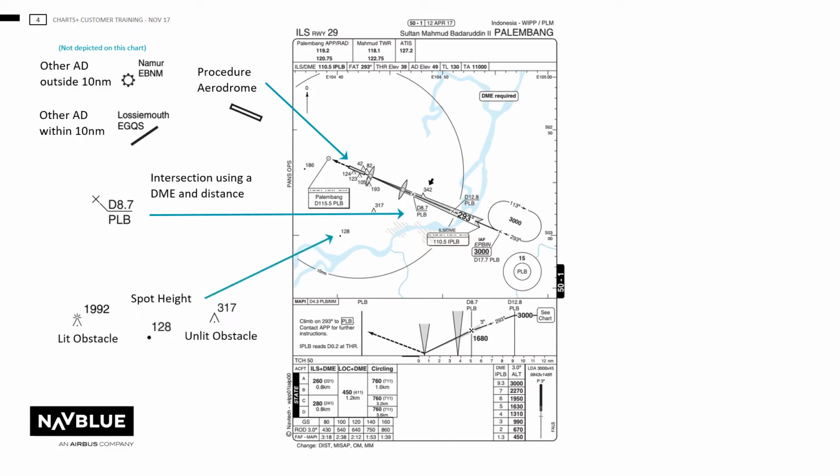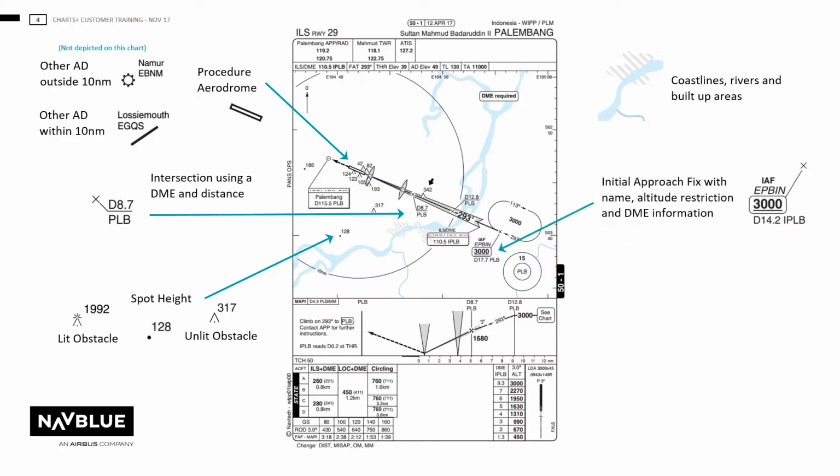Obstacle or spot heights according to the AIP, provided they are higher than the elevation of the lowest usable runway threshold. Coastline, rivers and built-up areas are to be shown in the ZAT location. Intersection or reporting points with name, altitude and DME distance. Note, no coordinates will be shown on IAC charts.